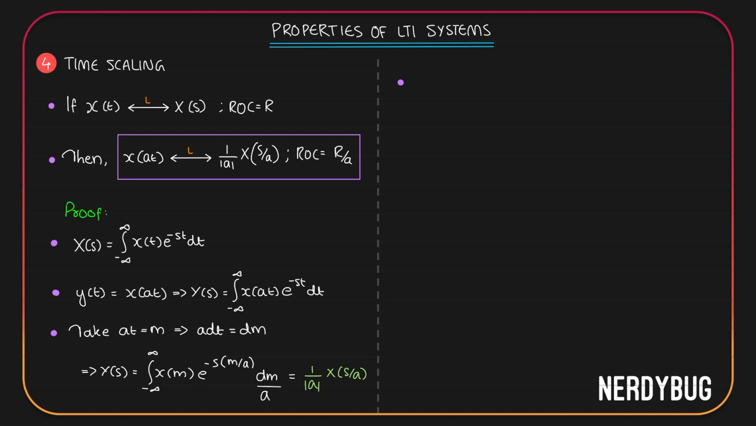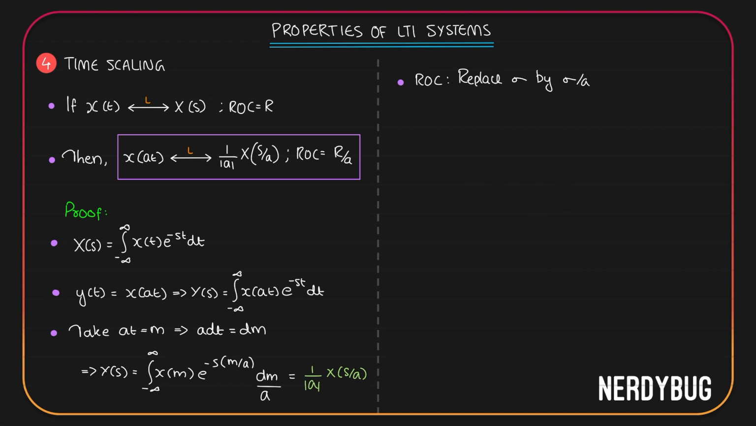We also need to define the ROC. For X of s, the ROC is R. So for X of s by a, it should become R by a. Assume R in the first case is sigma greater than A. In the second case, you will have to make it sigma by a greater than A. So let's write the condition. For getting the ROC, replace sigma by a.